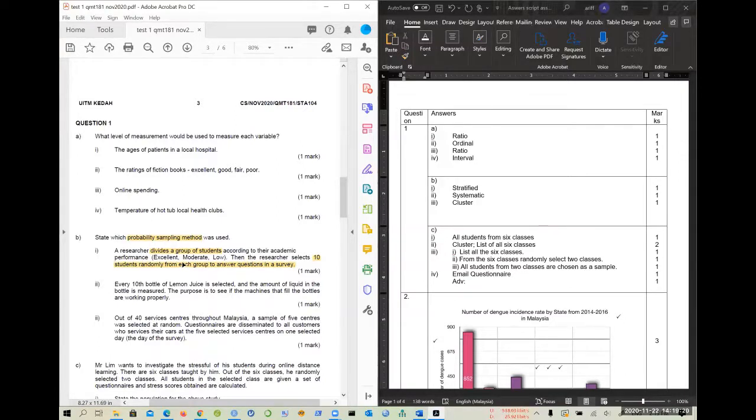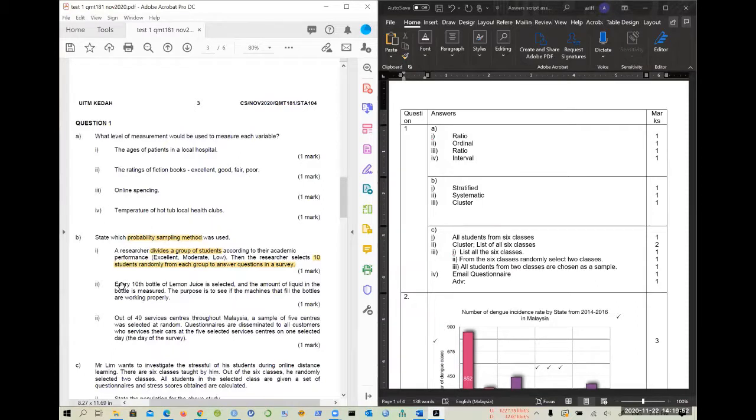So the only options are cluster or stratified, and what decides that this is stratified sampling is the phrase from each group. That means you need to get responses from members of each group. If it were from several groups, and you didn't have to get from each group, it would be cluster. But in this case, from each group there must be a representative, a respondent. So this gives you stratified sampling.